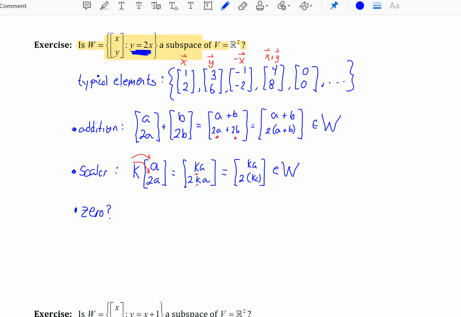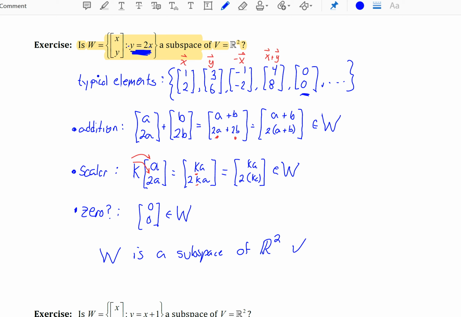Is there a 0 vector in W? 0, 0. I think we already did that one. If x is 0, y is 2 times 0, which is still 0. This is an element of W. In general, I should be able to say W is a subspace of R2. Check.